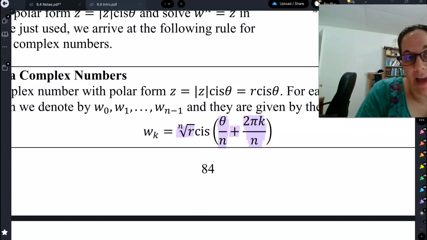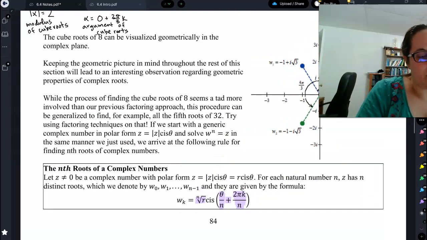So if you're doing the fifth roots, you should end up with 5 answers, and you just keep adding 2 pi fifths to every single answer. If you're doing the square roots, then you're adding 2 pi divided by 2 until you get 2 answers. So that is our rule.